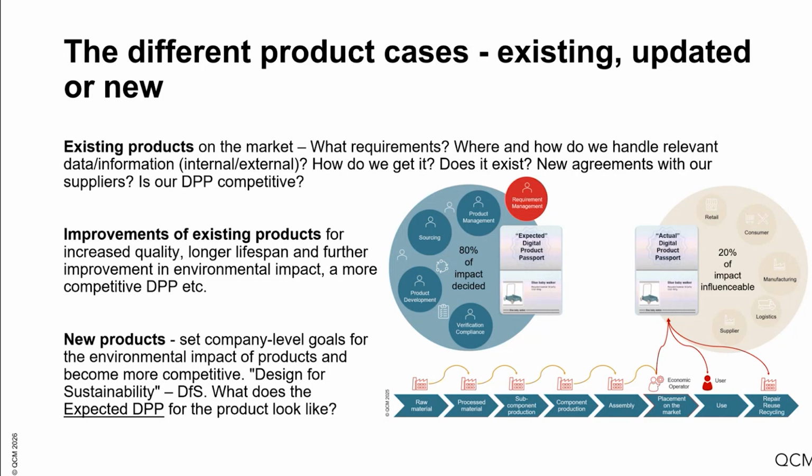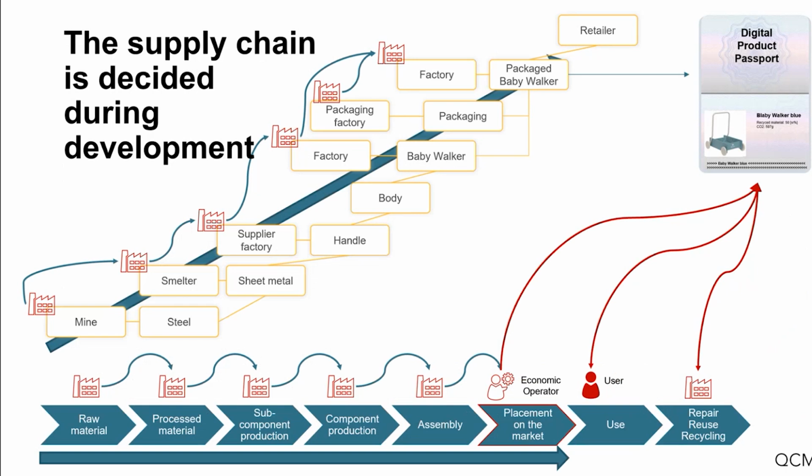And we then discuss what we have shown in this demo with ARAS, this expected DPP. And when you do that, it's also when you actually design your supply chain. So that is done in the supply chain, which is actually set during the development. And I think that many people don't really realize that.